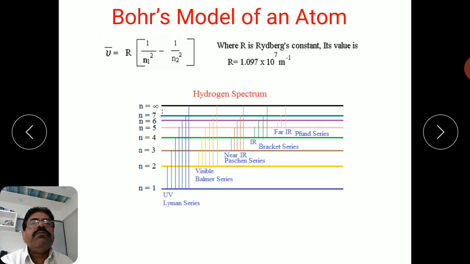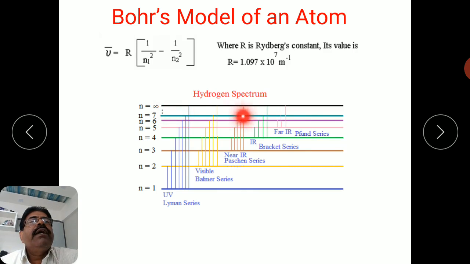Now according to the second postulate, whenever there are transitions, a photon of certain wavelength, or certain wave number, will be given out. And if you consider this for the hydrogen atom and represent all these possible transitions, you will get certain series of photons of certain wavelengths, and that constitutes the spectra of the hydrogen atom. So let us see now this hydrogen spectrum.